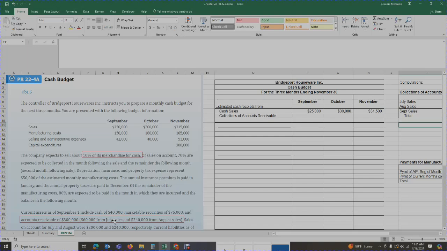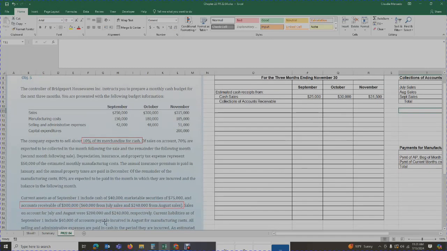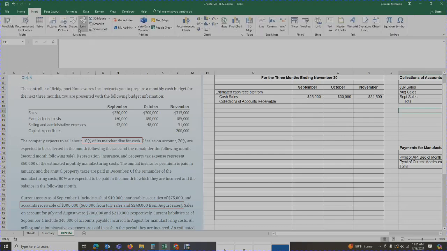So let's bring that over. Let's see, what else do we have? Okay, sales on account for July and August were $200,000 and $240,000 respectively. So that information is also very important.